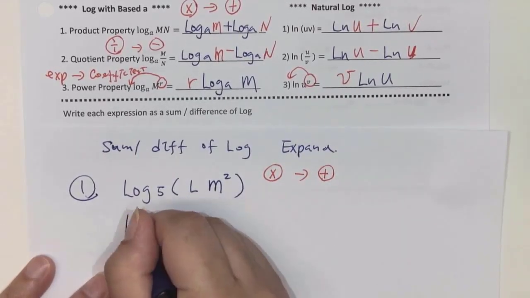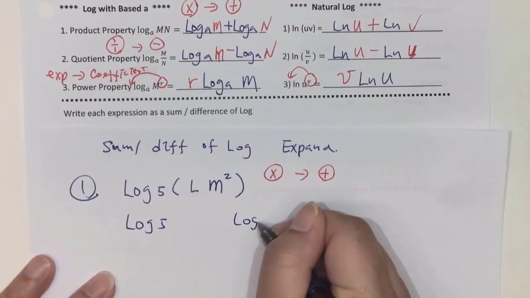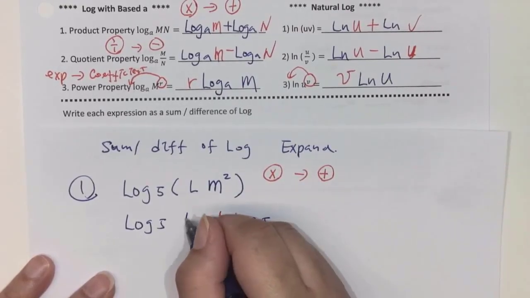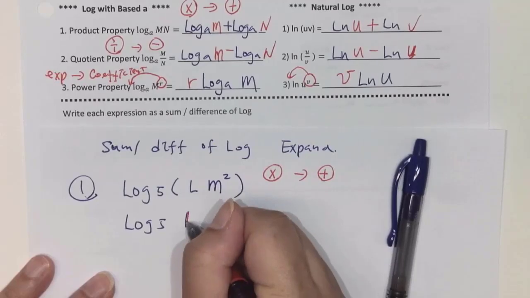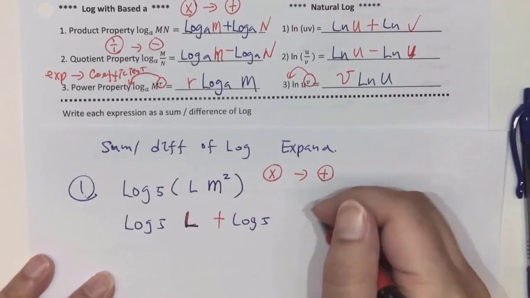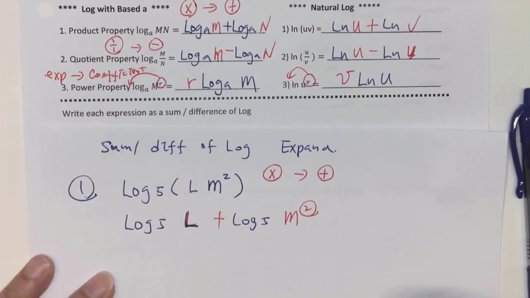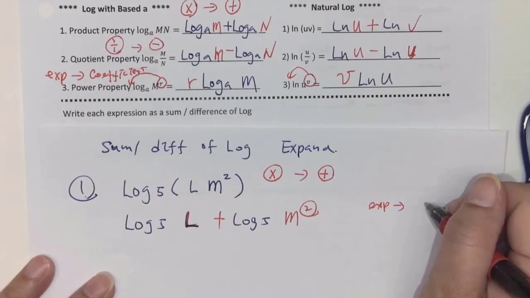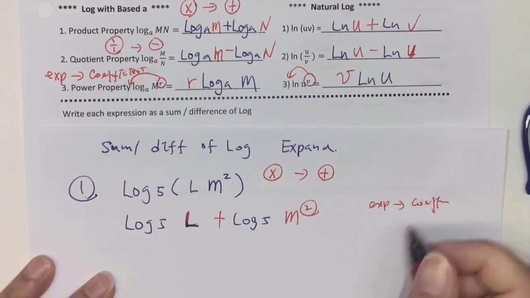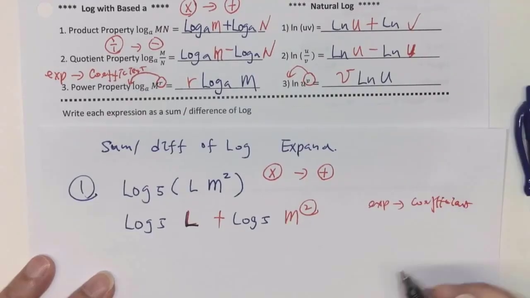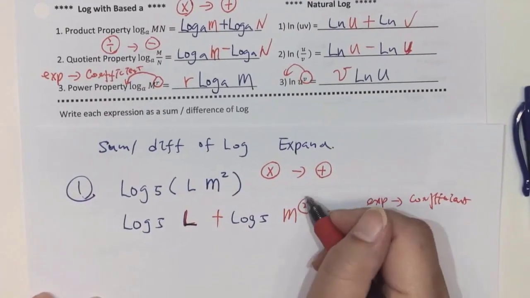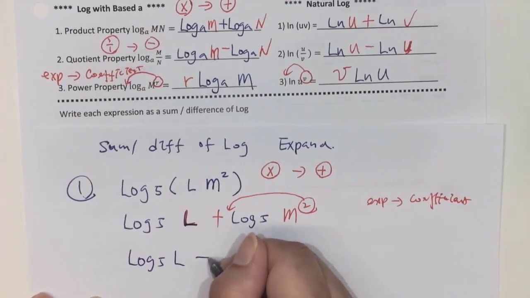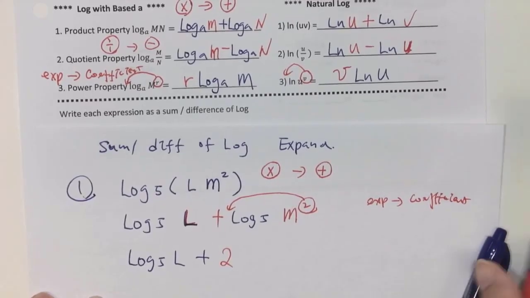Okay, so how many terms do we have? 2 terms. Both of them should come with log base 5, right? Log base 5. And then add the 2 together. The first term comes with L. Second term comes with M squared. So it's almost done, but there is an exponent here. Exponents need to turn into, what's the third rule? Exponent needs to turn into coefficient. Where does the 2 go? The front of which term? The M, right? Just this particular term, right? So we're going to have log base 5 of L plus 2 log base 5 of M.